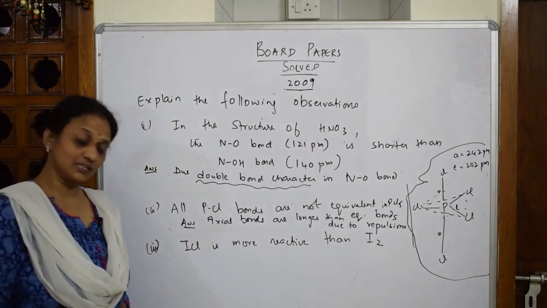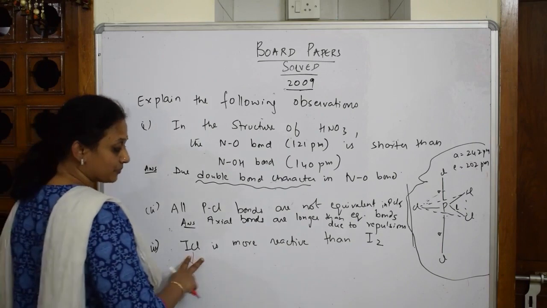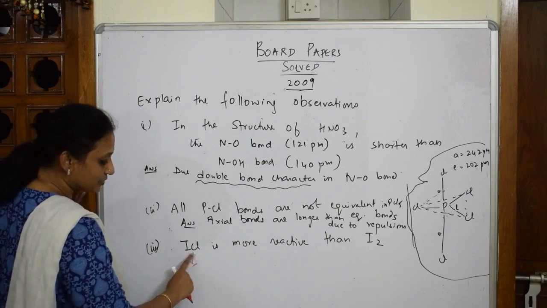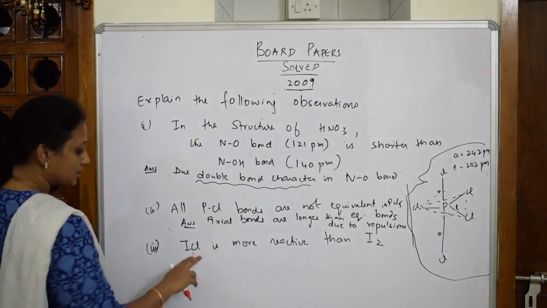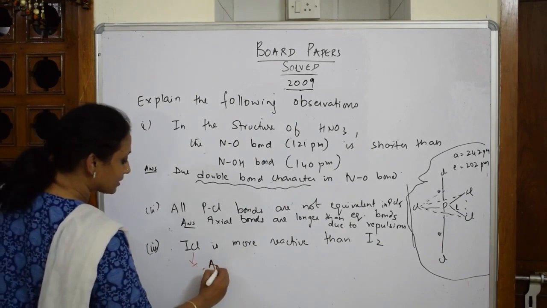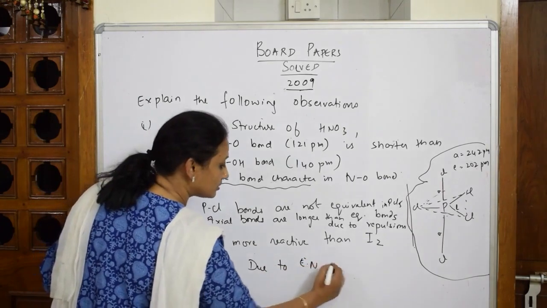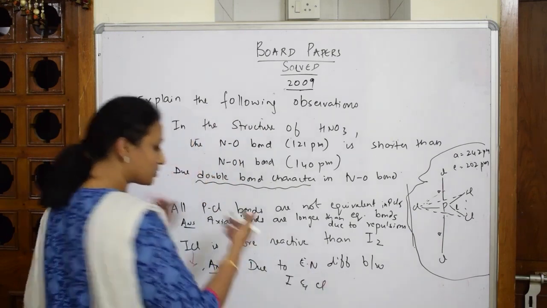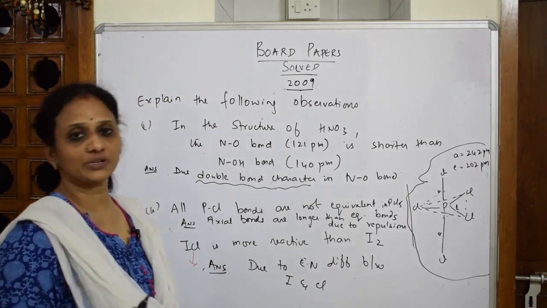Next question. ICl is more reactive than I2. ICl is basically an interhalogen compound, a combination of two, more reactive than iodine. So what is the most important thing? It is more reactive. Why? Due to the difference in electronegativity between both. Here in I2 there is no concept of electronegativity, isn't it? Two similar atoms. Here why is ICl more reactive? Your answer should be: due to electronegativity difference between iodine and chlorine. Because of that there is a pull on the electron pair and it automatically becomes more reactive.